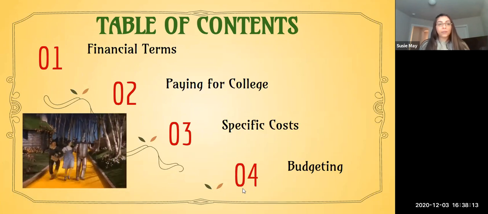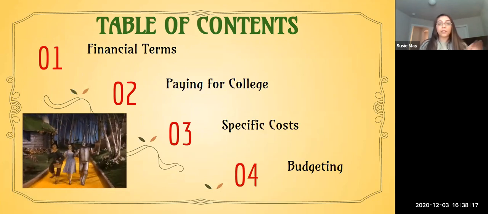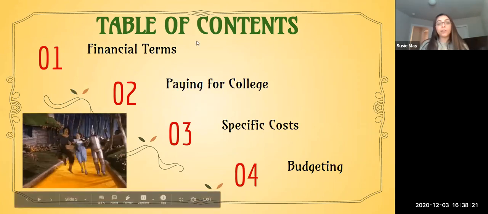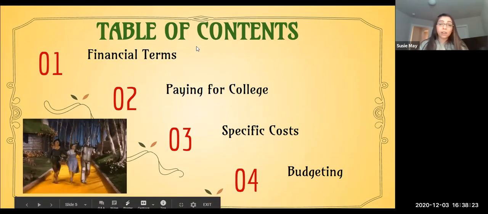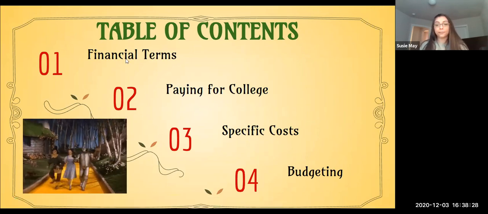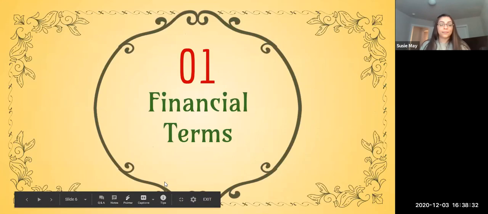Okay, so this is just a breakdown of things that we'll be going over today. Your first stop is with me with financial terms. Then we'll be talking about how to pay for college and then specific costs within college. And then we'll talk about budgeting. Okay, financial terms.